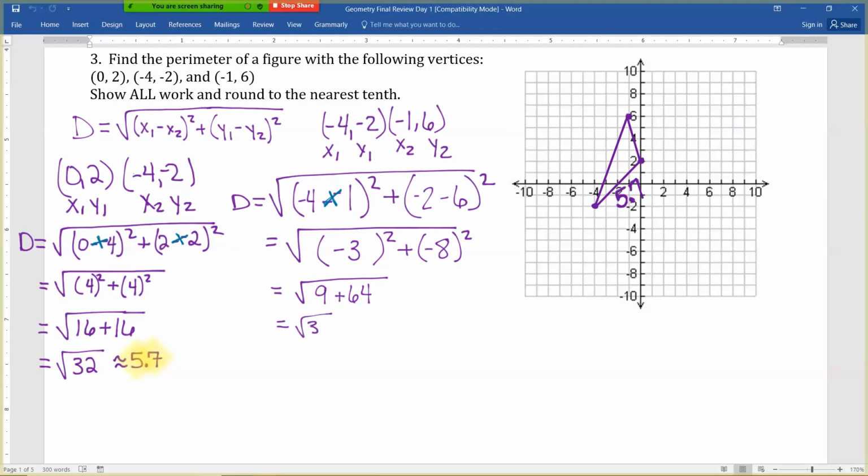So I'm going to calculate the square root of 73 in my calculator to get approximately 8.5. That tells me this distance here is approximately 8.5. And then we get to repeat this process one more time with the first ordered pair and the last ordered pair. So these two.